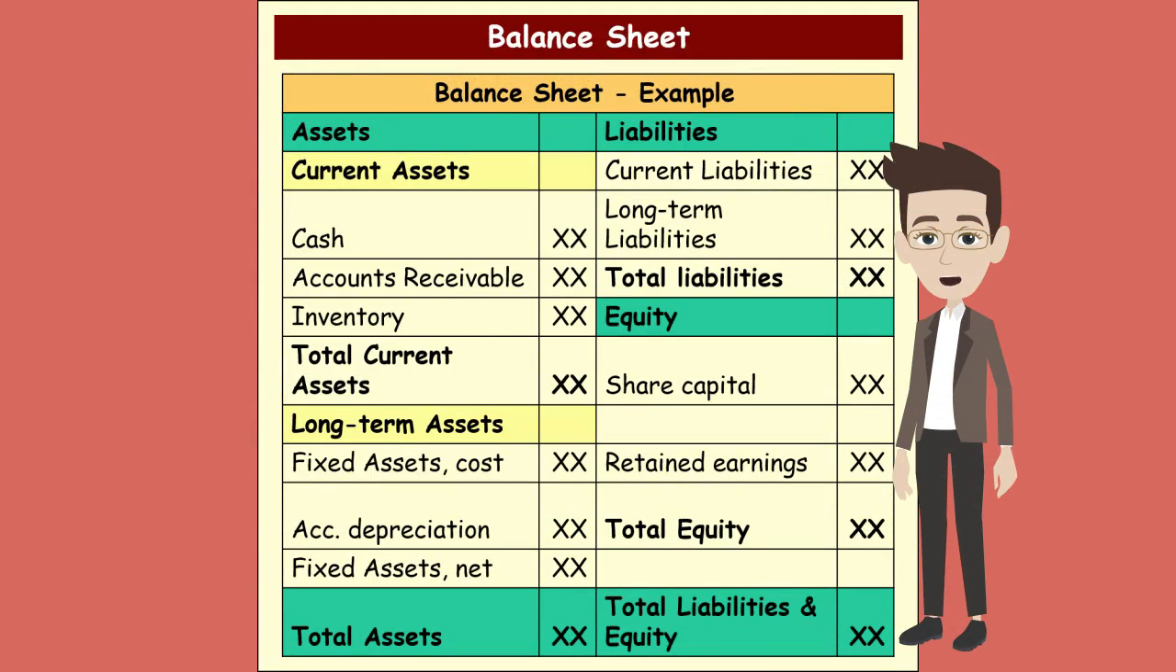Here's a simplified example of a balance sheet. On the left, we see the company's assets split into current and non-current categories. On the right, we see liabilities, which include both short-term and long-term debts, as well as equity, which consists of share capital and retained earnings. The total value of assets always equals the total value of liabilities and equity.